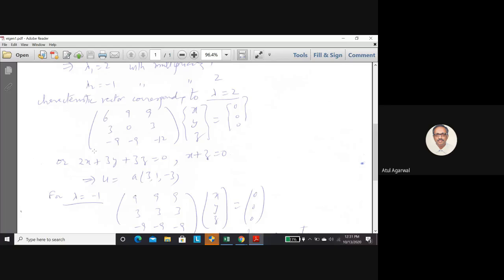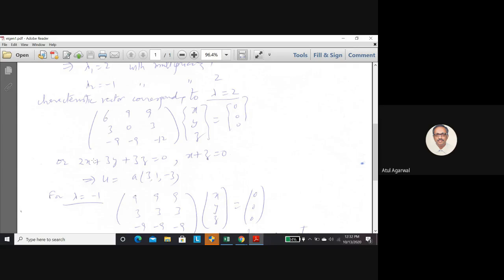So the first two rows give you 6x plus 9y plus 9z is equal to 0. This will come out to be 2x plus 3y plus 3z is equal to 0. The second equation gives you 3x plus 3z is equal to 0, or x plus z is equal to 0. So you have got two equations. So this equation gives x is equal to minus z. So if you put y as 1 here, you will find the value of x and z, because x is equal to minus z, and you will find that your xyz vector can be written as 3, 1, minus 3.